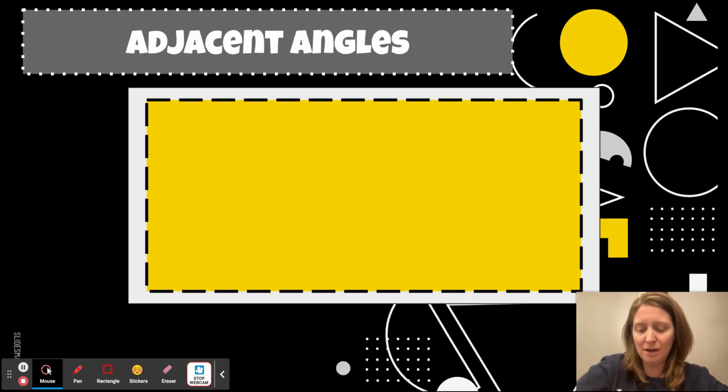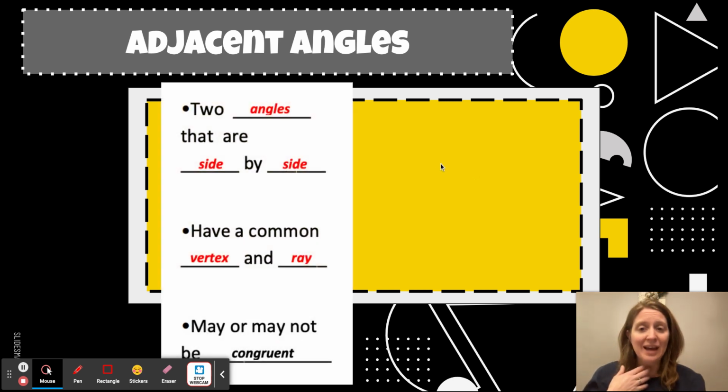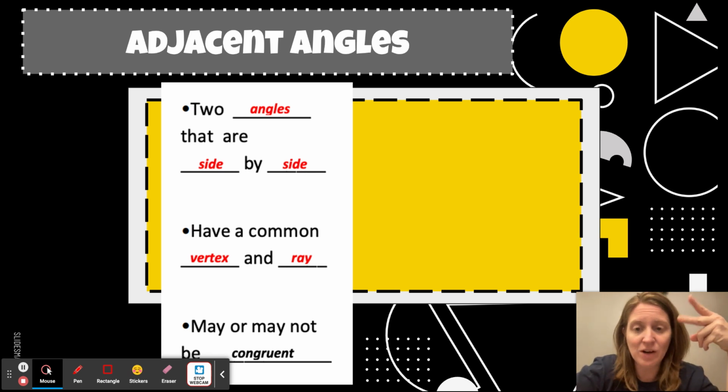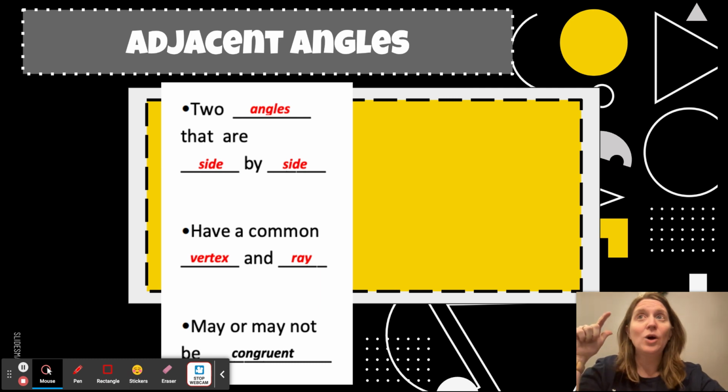And the third one we're going to talk about, the third tab over, is adjacent angles. Adjacent angles are two angles that are side by side. They share two things. They have a common vertex and they have a common ray. And at the bottom, put this in, they may or may not be congruent. They can be congruent, but they don't have to be. And the way I like to think of this is my corner of my desk is adjacent to Miss Hahn's corner of her desk. So my room and Miss Hahn's room are adjacent to each other. They're next to each other, side by side.